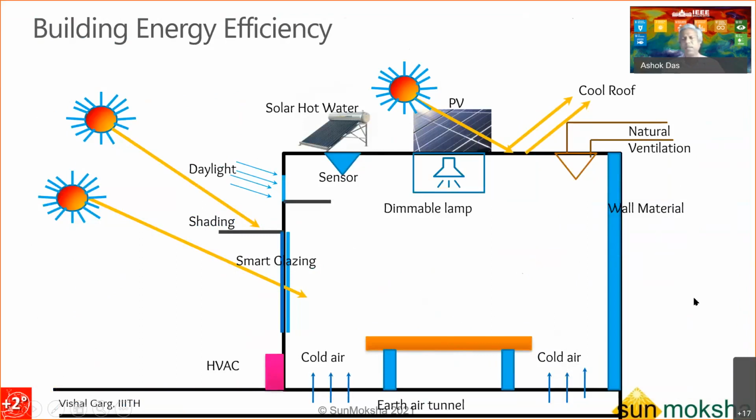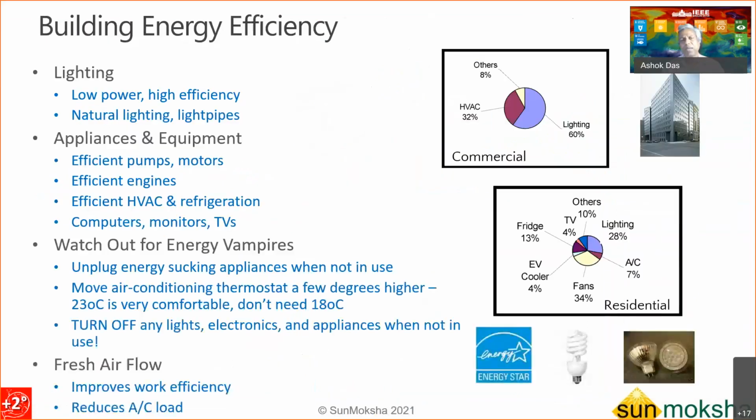In Bangalore, air conditioning has become so prevalent that air conditioning itself is causing more heat outside, and that requires more air conditioning. So we are getting into a different cycle in which we are trapped. So lighting, appliances, and there are energy vampires, some of the things that we all need to address. And fresh air is quite important.